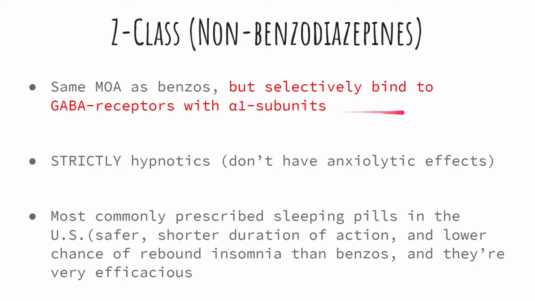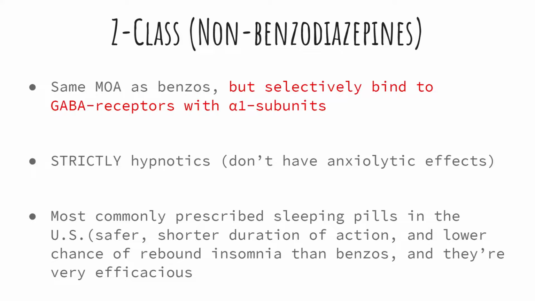Now I put this in red because this is not on us, the doctor did not explain it, but I put it just so we can understand later points. They selectively bind to the GABA receptors with alpha-1 subunits. We said that GABA receptors have two alpha subunits, two beta subunits and one gamma subunit, right? Okay.